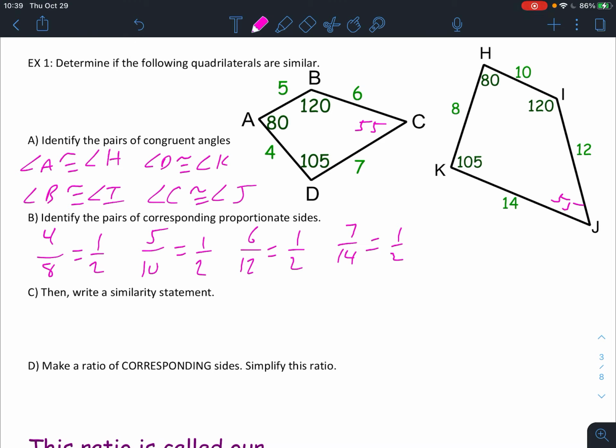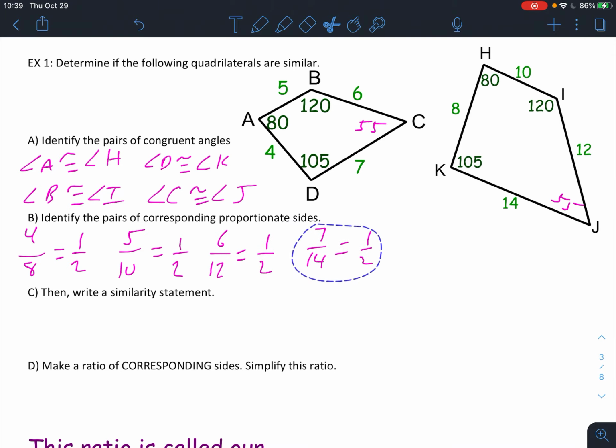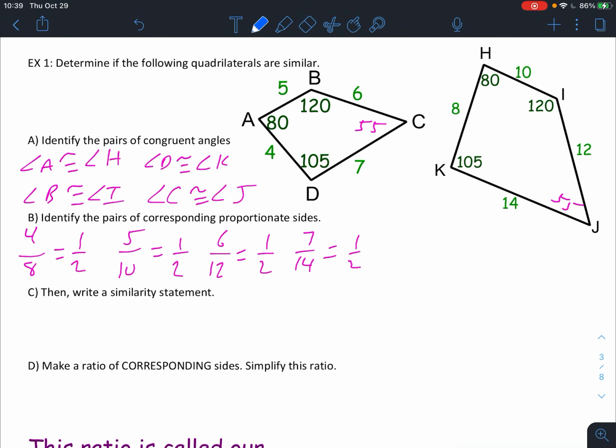All right? So question B actually asks us to write the corresponding proportionate sides out. So let's do that. Just making some more room for myself here. So first we did AD over HK, and that goes with AB over HI, and that goes with BC over IJ, which goes with CD over JK.